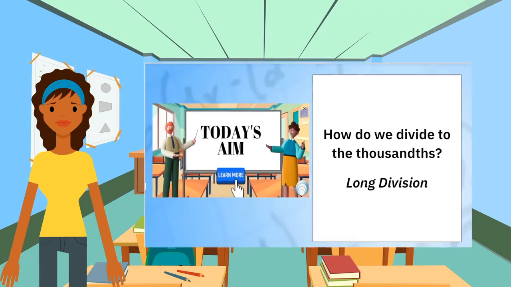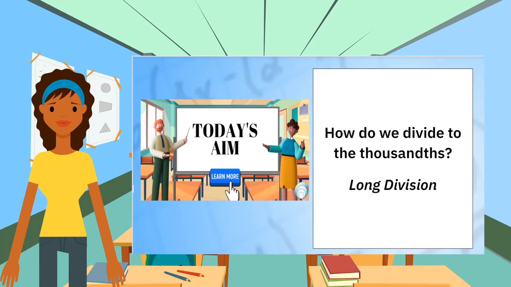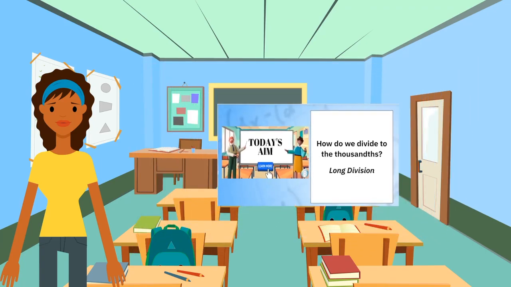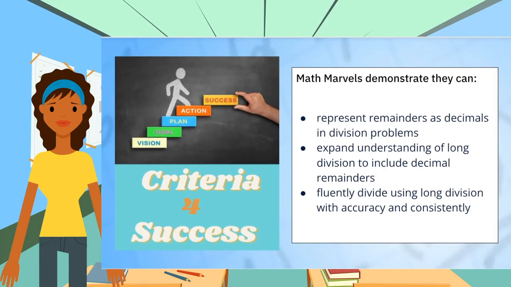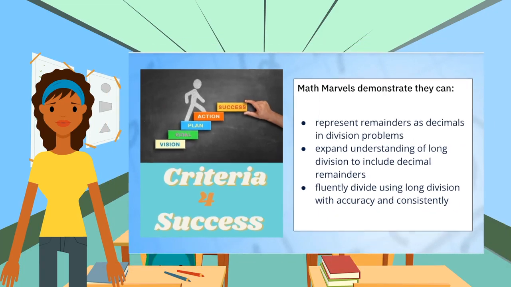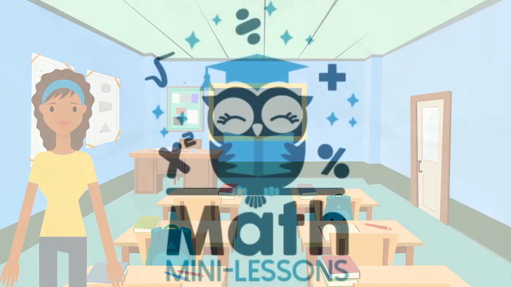We're going to continue working on long division and dividing to the thousandths place. Here's our criteria for success. Again, this is what we're looking for to show that you mastered the topic: that you can represent remainders as decimals in division problems, again to the thousandths place, that you can expand your understanding of long division to include decimal remainders, and that you can fluently divide accurately and consistently. So with that, let's jump into today's model.